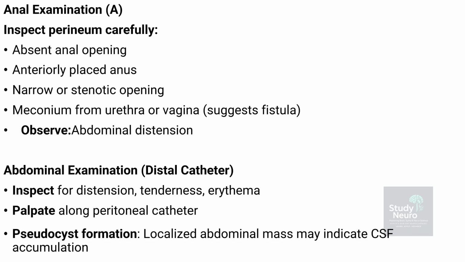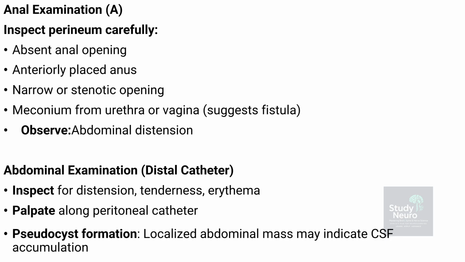The passage of meconium from the urethra or vagina is highly suggestive of an anorectal fistula and requires urgent recognition. During this assessment, also observe for abdominal distension, which may indicate distal bowel obstruction or impaired gastrointestinal function.